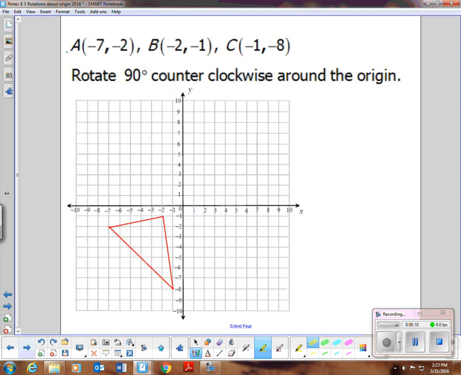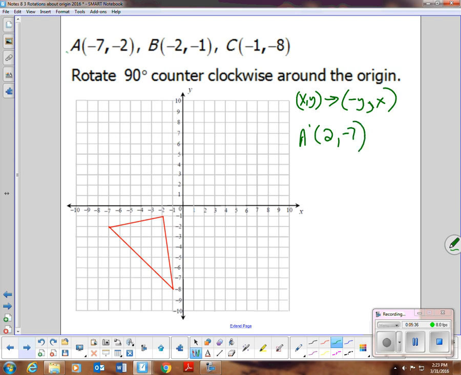All right. So here's another practice problem. This one I want you to rotate 90 degrees counterclockwise. And so for this one, I'm going to run through the process with you and do the practice with you. So we first have the rule. So x comma y changes to negative y comma x. So my first ordered pair would be A prime, and that would be the negative 2 comes to the front, it changes the sign, so it becomes a positive 2. The negative 7 moves to the back and just stays what it is.